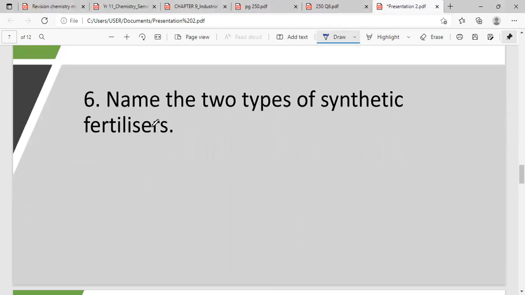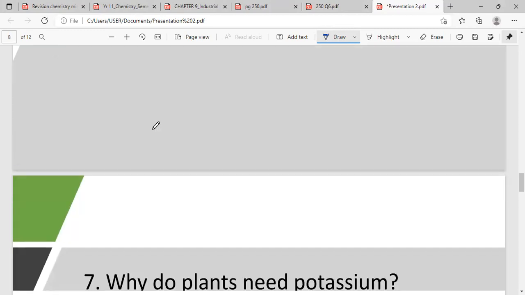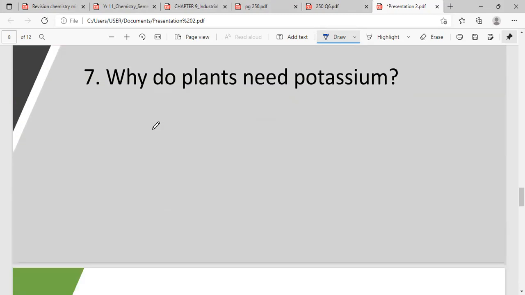The last lesson, we also learned about fertilizers. We learned about 2 types of fertilizers. What are they? The 2 types of synthetic fertilizers. Synthetic means man-made. Good. Nitrogenous fertilizers and NPK fertilizers. Okay, well done. Let's move on to the next question.